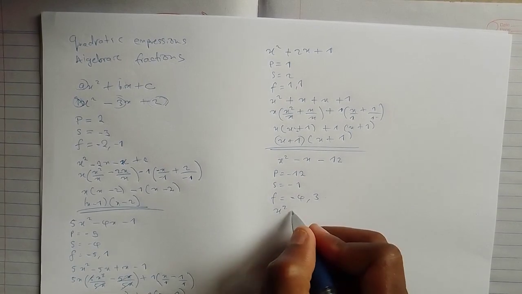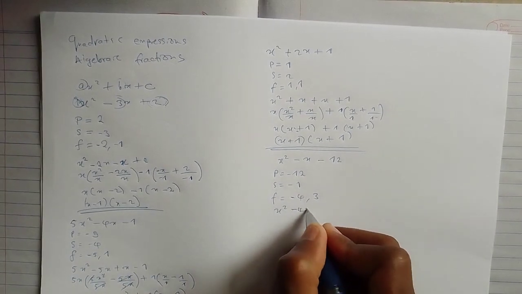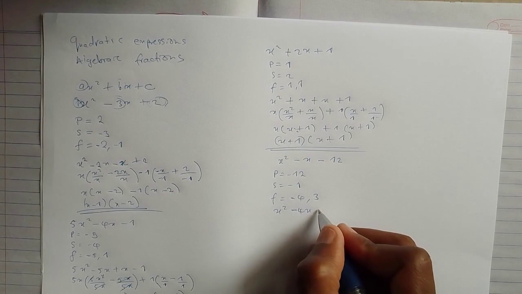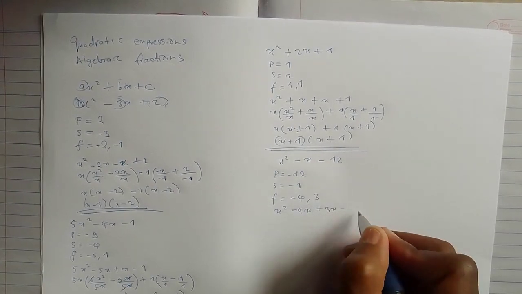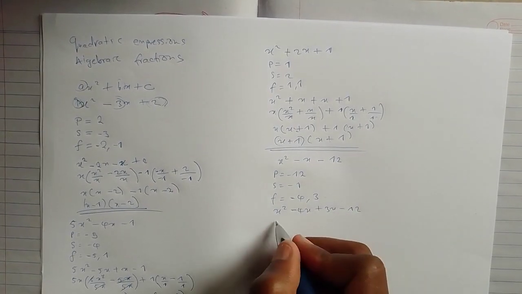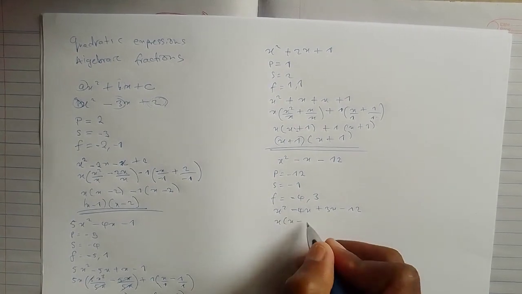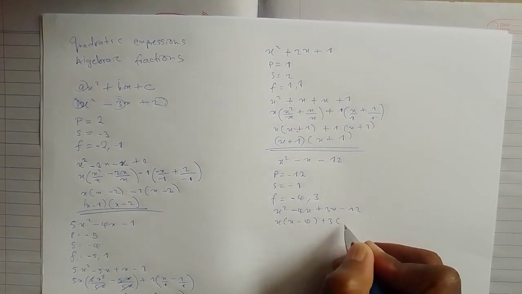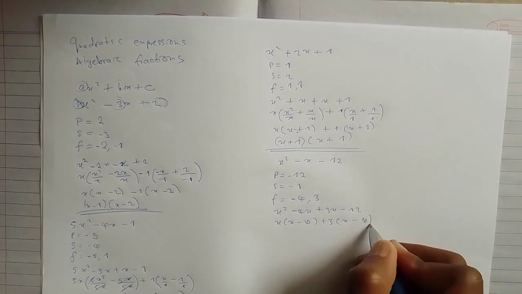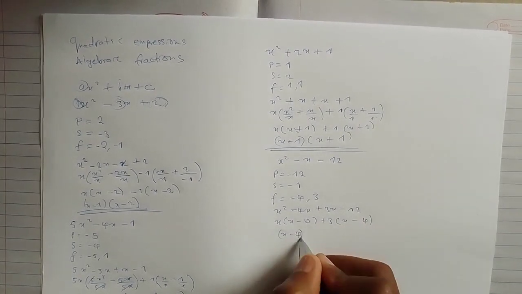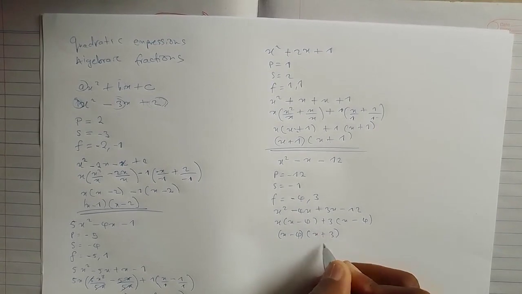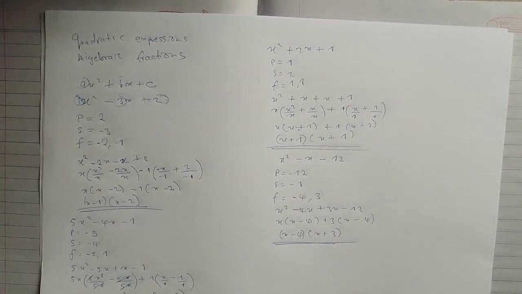So x squared minus 4x plus 3x minus 12 will give us those. Then we say x is common: x minus 4 plus 3, x minus 4, then x minus 4, x plus 3. Then this is our factorization. So that's all when it comes to quadratic expressions, which is the factorization of quadratic expressions.